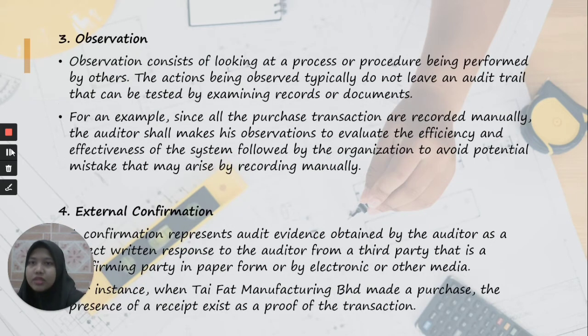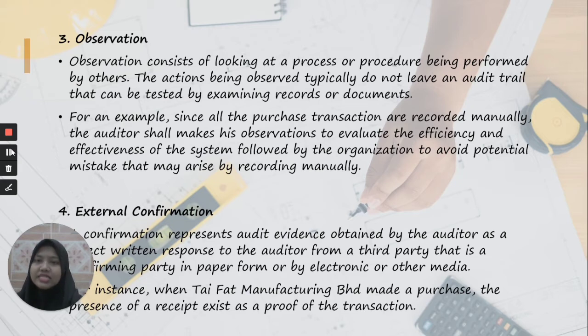Okay. Third, observation. Observation consists of looking at the process or procedure being performed by others. The actions being observed typically do not leave an audit trail and cannot be tested by examining records or documents. For example, since all the purchase transactions are recorded manually, the auditor shall make his observation to evaluate the efficiency and effectiveness of the system followed by the organization to avoid potential mistakes that may arise from recording manually.